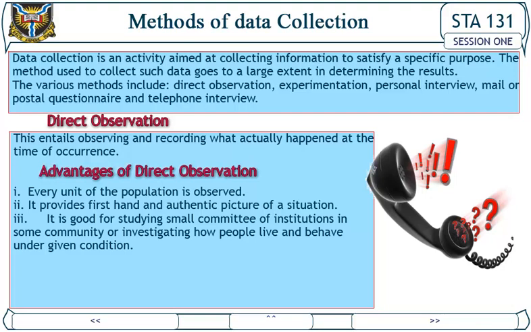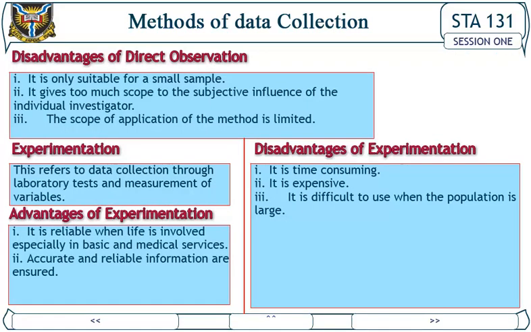Direct observation. This entails observing and recording what actually happened at the time of occurrence. Advantages of direct observation. 1. Every unit of the population is observed. 2. It provides first-hand and authentic picture of a situation. 3. It is good for studying small communities or institutions, or investigating how people live and behave under given conditions. Disadvantages of direct observation. 1. It is only suitable for a small sample. 2. It gives too much scope to the subjective influence of the individual investigator. 3. The scope of application of the method is limited.